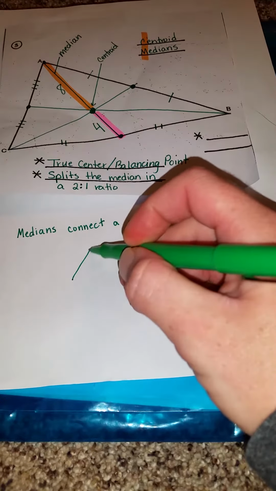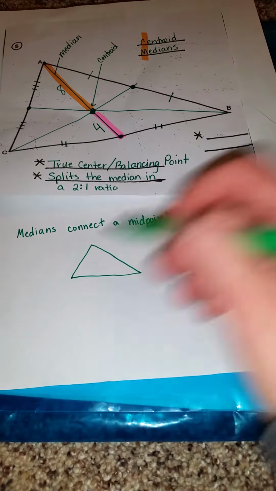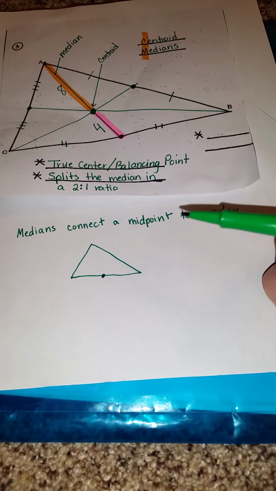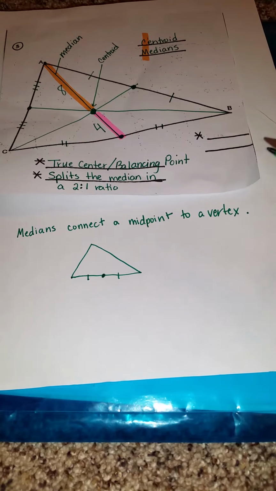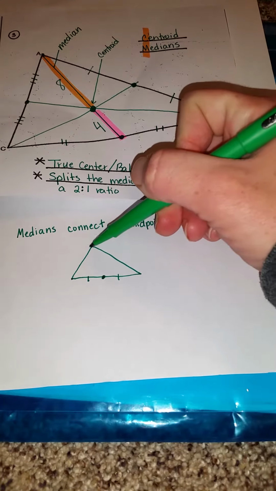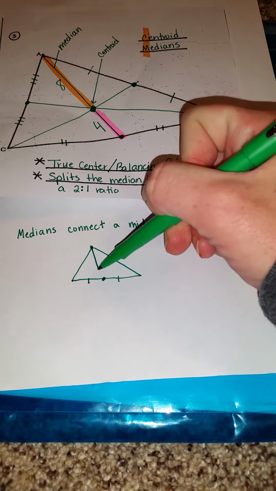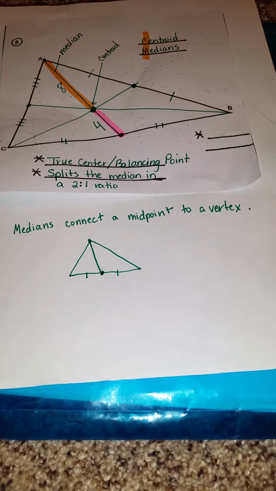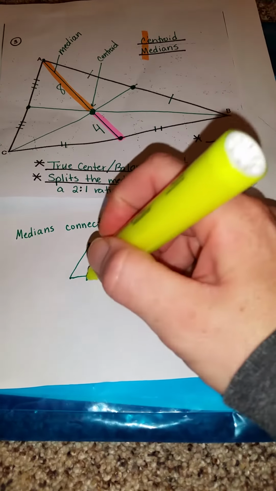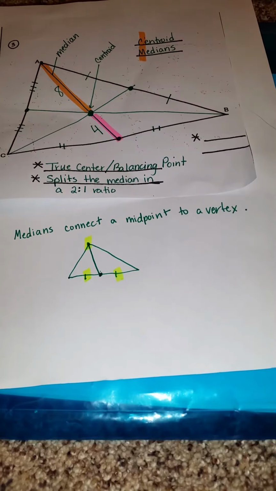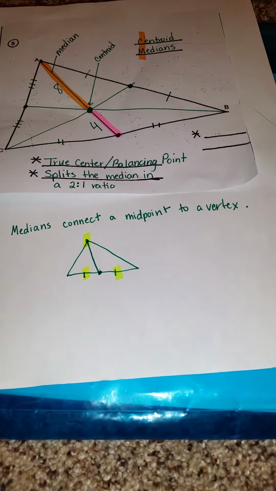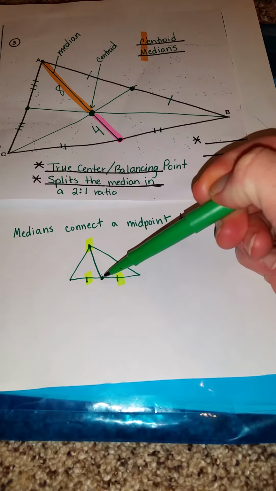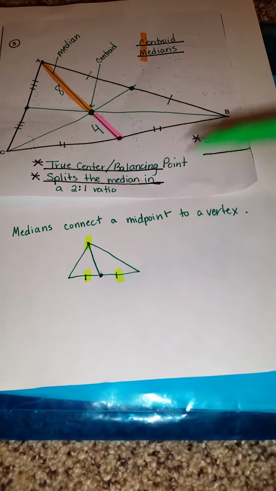Okay, and then I want you to draw a picture of a triangle. And on this side, I want you to eyeball where the midpoint is. And remember, we show it's a midpoint by putting tick marks. And this is your vertex. And so draw a segment from your midpoint to your vertex. And then grab a highlighter and highlight the tick marks and highlight the vertex. So when you see a picture where this segment is going from the vertex to a midpoint, that segment is a median.